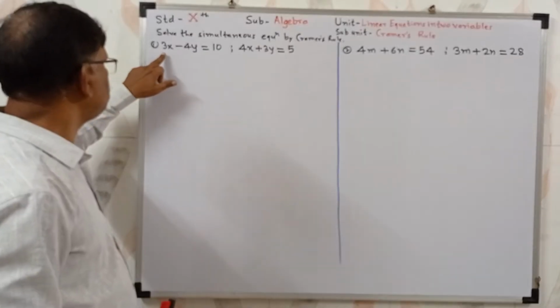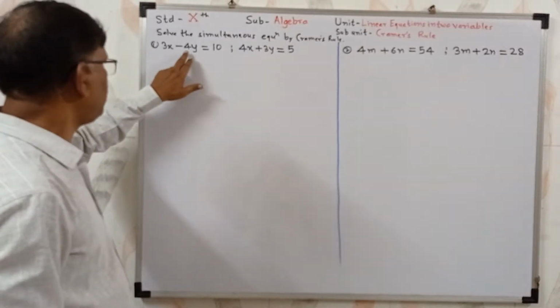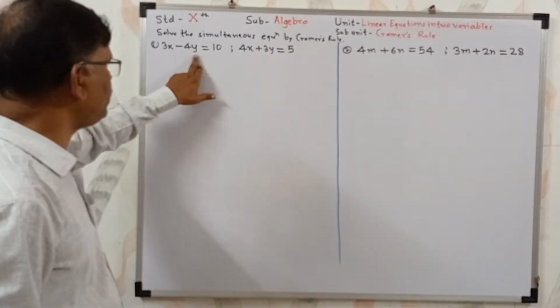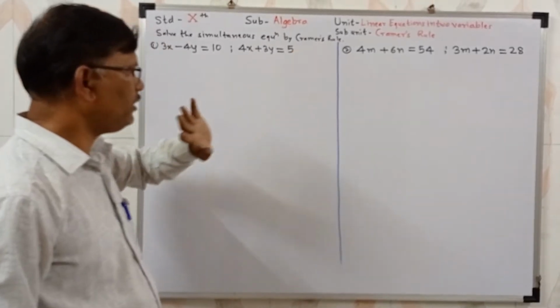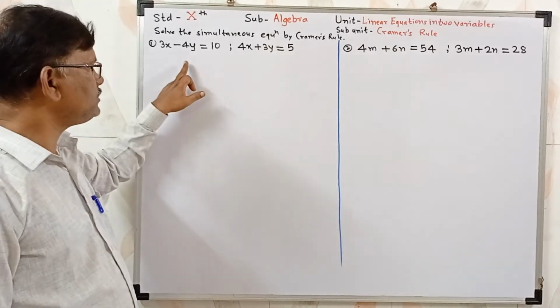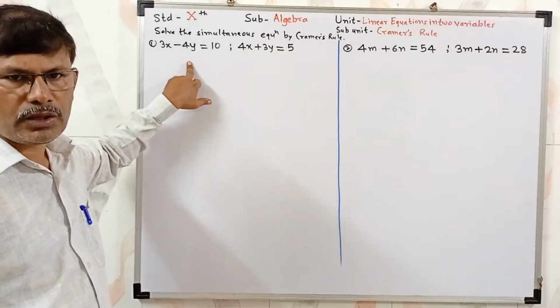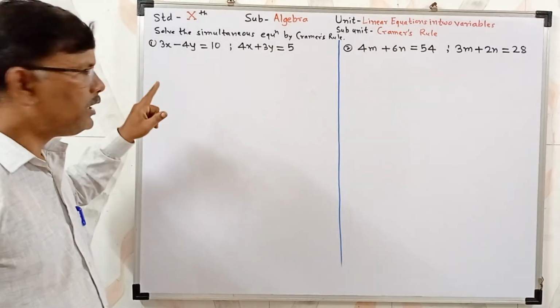Listen, we have taken these two equations, 3x minus 4y is equal to 10 and 4x plus 3y equal to 5. In last videos we have solved these type of equations by graphical methods and simultaneous method.